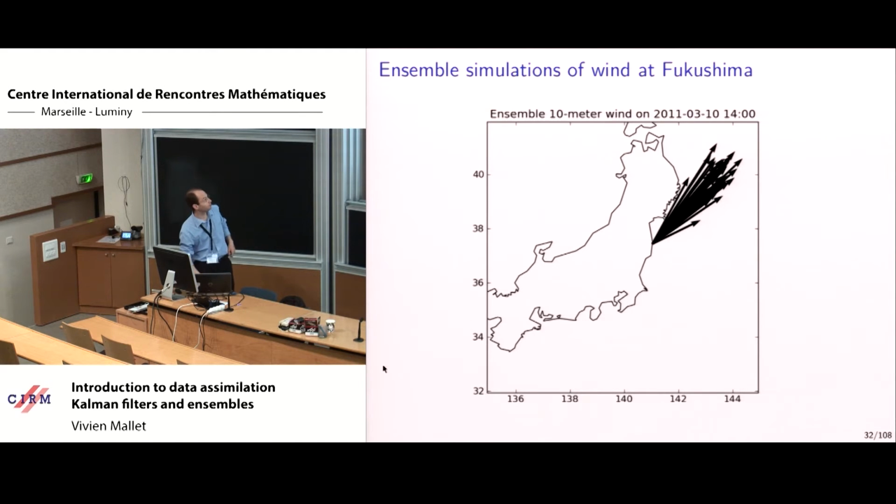This is an example at Fukushima, in Japan. Here you have Fukushima, and here you have wind directions and speed, which is the length of the vector, for different simulations from different ensembles in the world. Here I took a few members of the Météo France ensemble, a few members of the European ensemble, a few members from the US ensemble, and so forth. Not all of them, because it would be too many arrows. And that's what you can get.